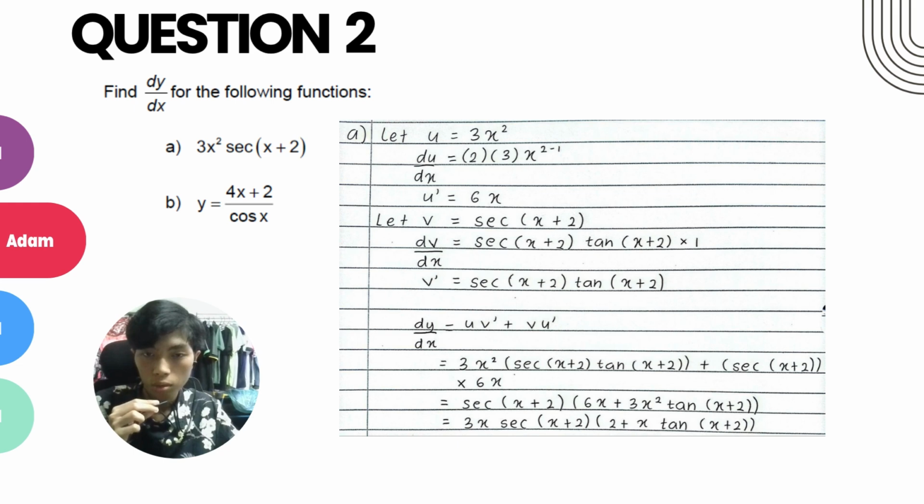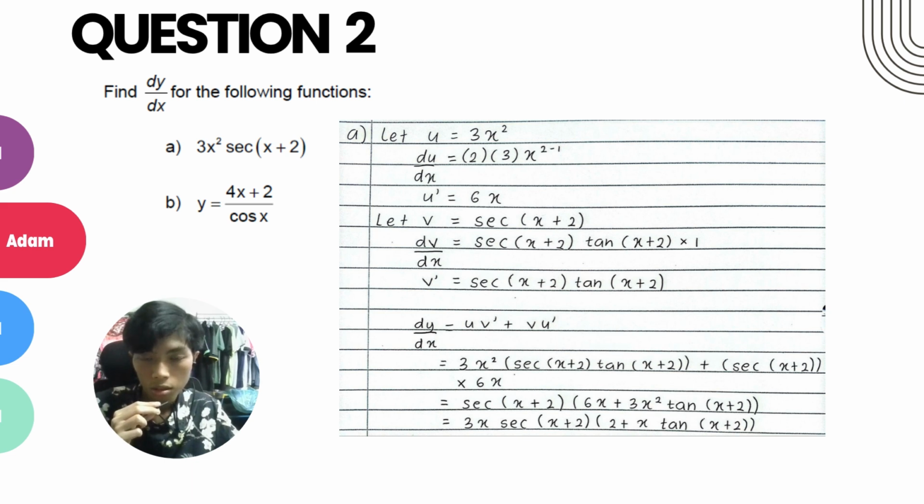And then we need to do the same to the other term, which is v equal to sec(x plus 2). We differentiate v with respect to x by rewriting the equation back, which is sec(x plus 2). We then differentiate secant into tan, and then we write x plus 2 back into the equation. Finally, we differentiate x plus 2, which gives 1. Our v prime will be sec(x plus 2) tan(x plus 2).